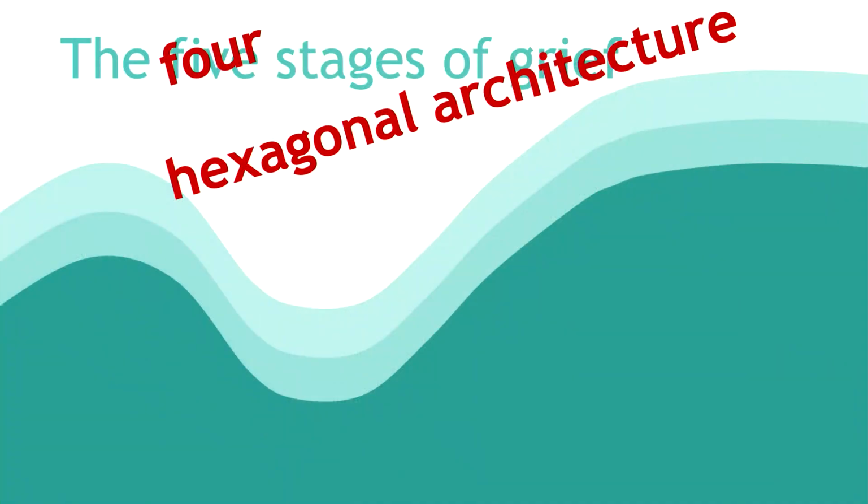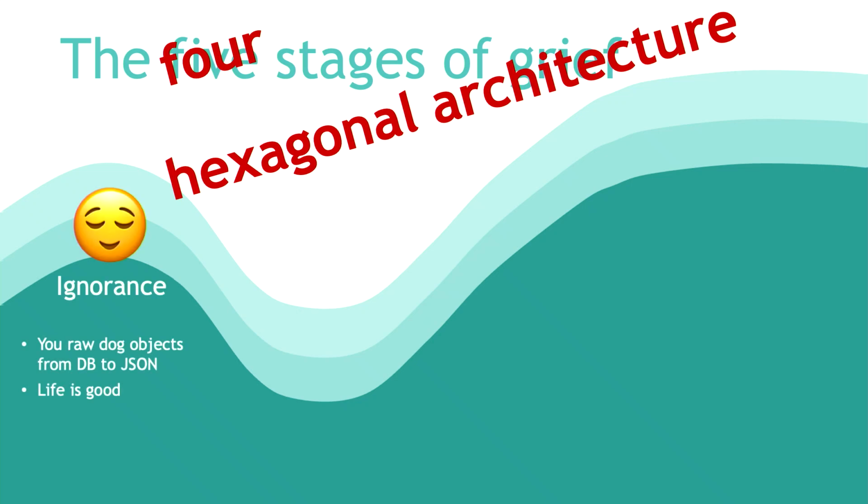Okay, so I would like to take you on a journey today. On a journey of the 4 stages of hexagonal architecture. And yeah, let's start. So the first stage, when you don't really know anything about it, then you're in the ignorance stage. So you just take your raw objects from the database, you serialize it to JSON, and then you send it away, and life is good. You don't really care about that.